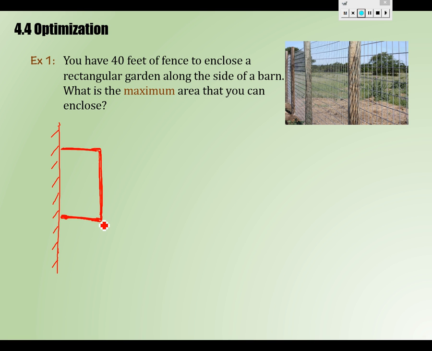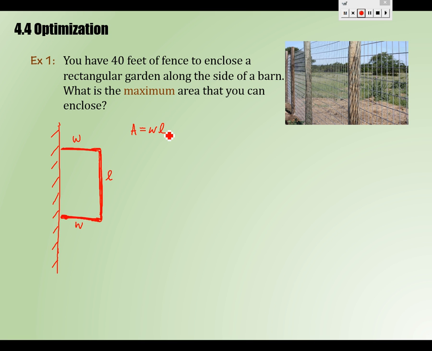Can someone give me some letters they really like? What letters do you want me to use? L and W. For this blank here, what do we call that? The short sides. What do you call them? W or width? Okay. Alright, I'm going to go with W, and this is like length. Okay, yeah. Depends on how you orient your diagram.